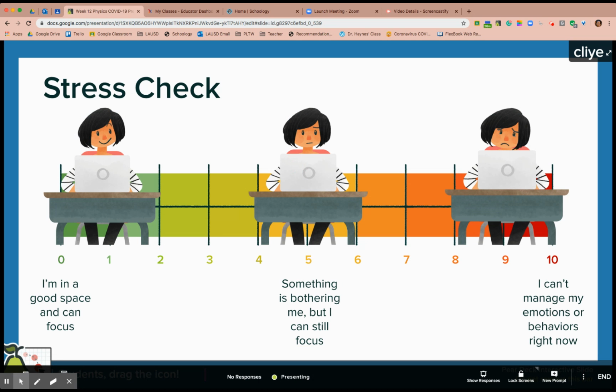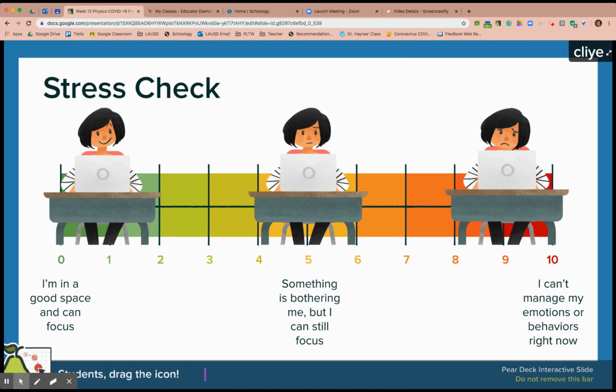Okay, before we begin, I want us to do a stress check. I just want to see how everyone is doing, especially in these new and unprecedented times we're in right now. Just want to check on everyone and see how you're doing. So you can move the purple bar to where you feel that you are along the stress scale.